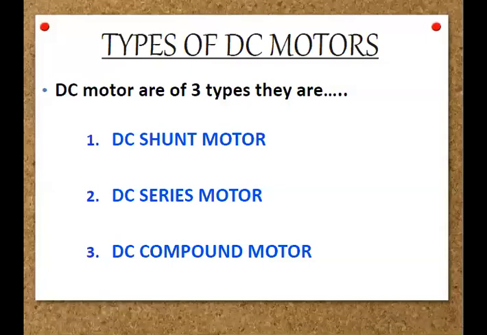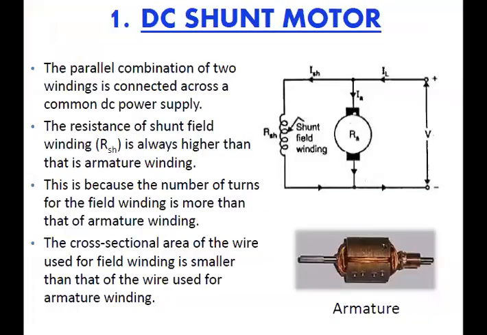And coming to the types of DC motors, there exist three types: the DC shunt motor, the DC series motor, and the DC compound motor. The first one is the DC shunt motor.